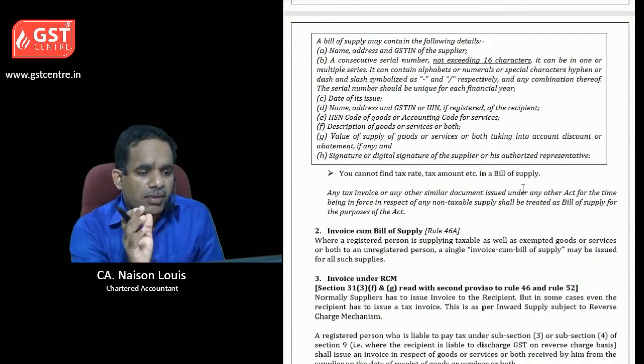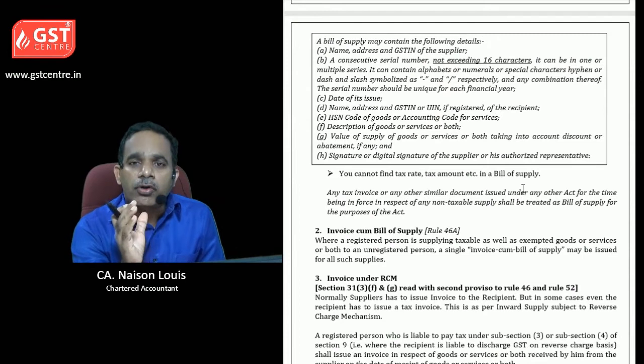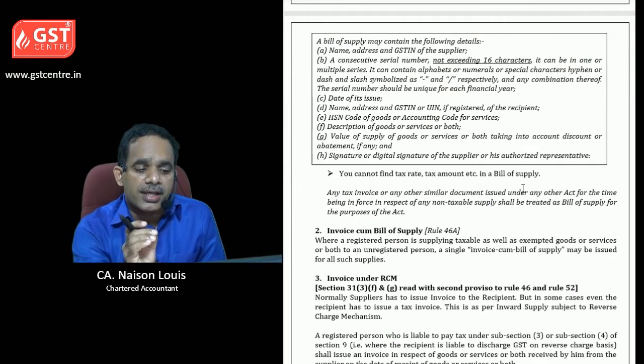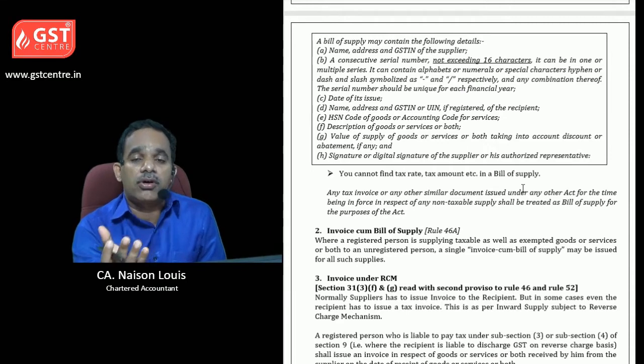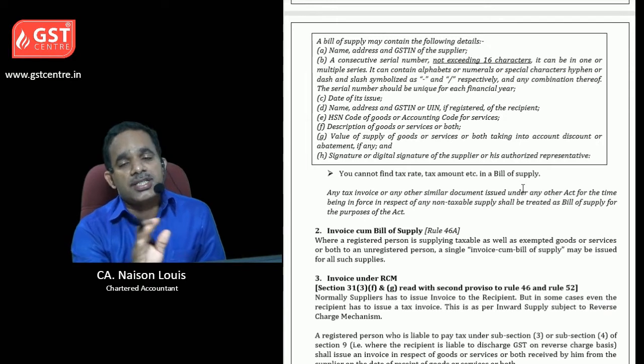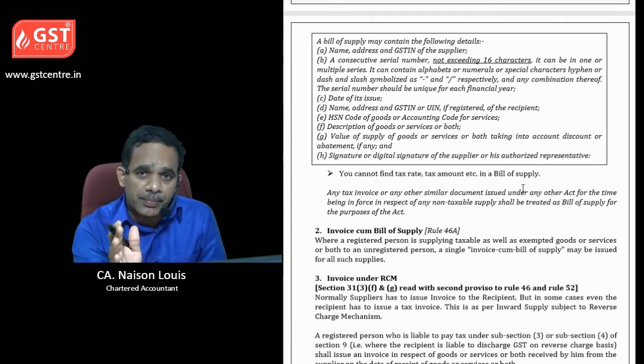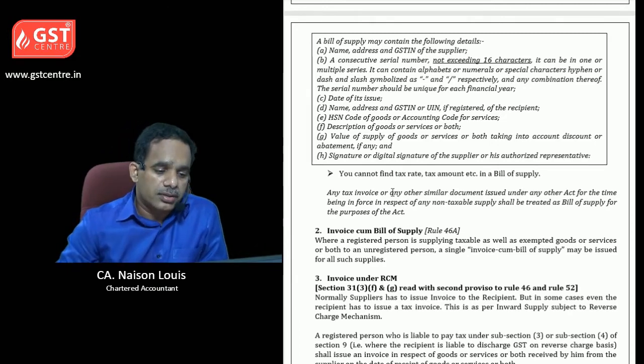Then, what are the contents of a bill of supply? It includes name, address and GSTIN of the supplier, a consecutive serial number, date of its issue, name, address and GSTIN or UIN of the recipient if he is registered, HSN code of goods and accounting code for services, description of goods or service or both, value of supply of goods or service or both, taking into account discount or abatement if any, as well as signature or digital signature. Please note that taxable value, rate of tax, tax amount, etc. do not appear in a bill of supply.